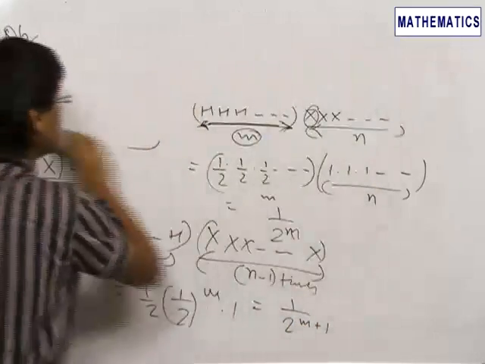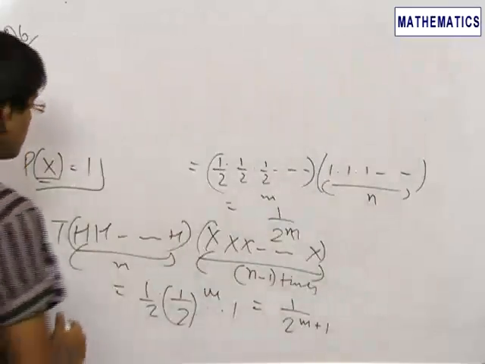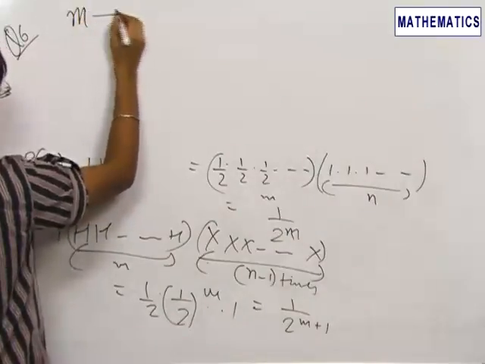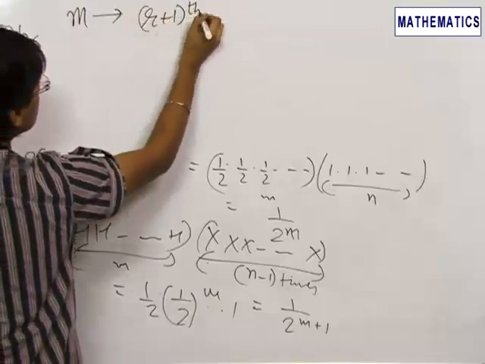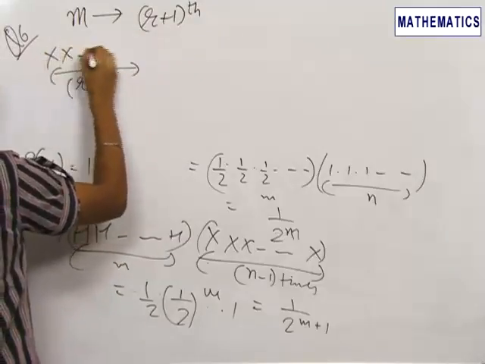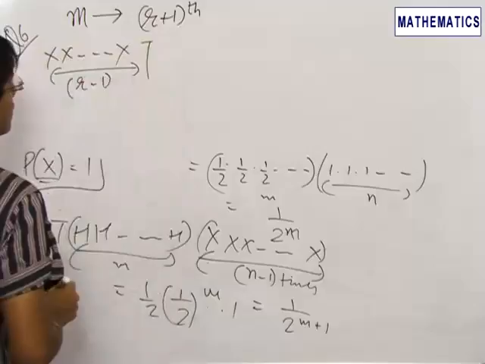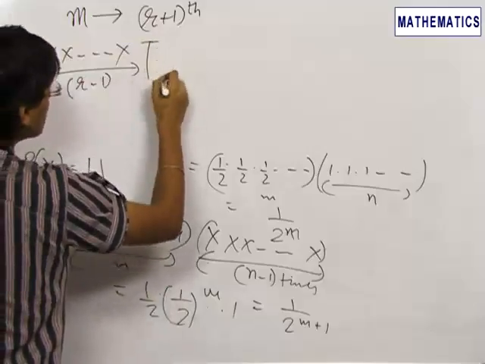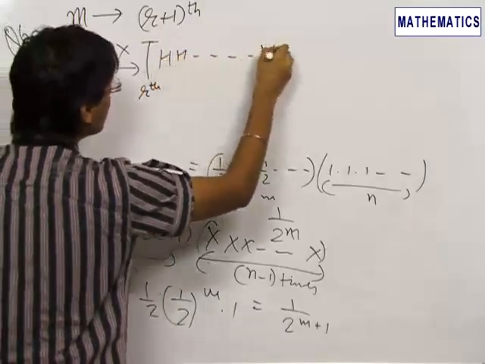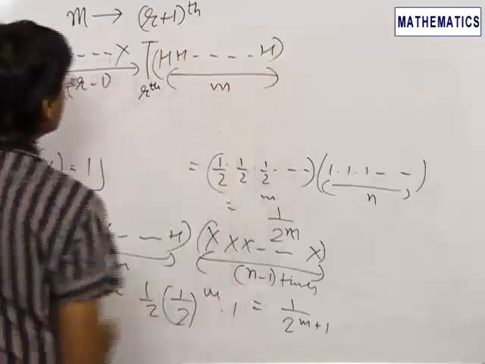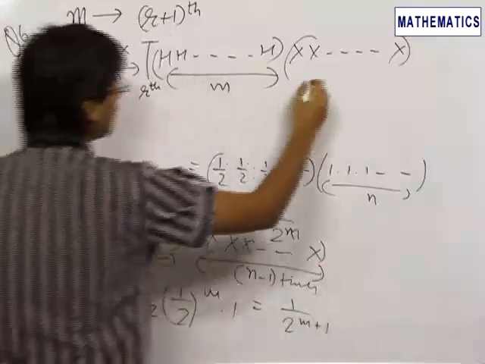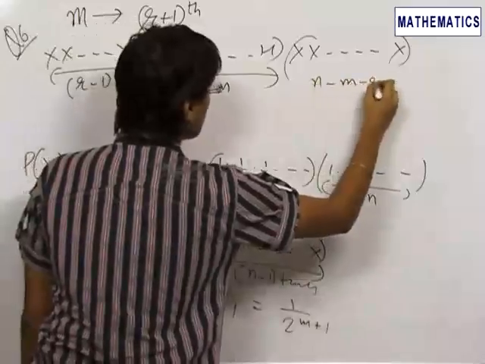Now let us generalize our result. We have seen it for the first throw and the second throw. Now let us see the series of consecutive m heads starting from the r plus 1th throw. For the first r minus 1 throws, we could have anything. Then we have to have a tail at the rth place, because the heads are starting from the r plus 1th place. So these are heads at m places, and then we could have anything for the remaining n minus m minus r places.